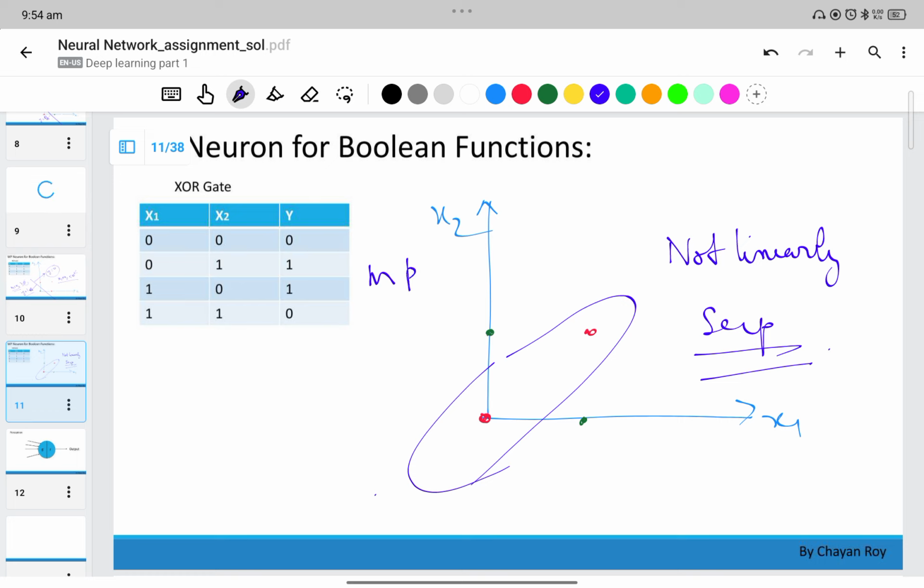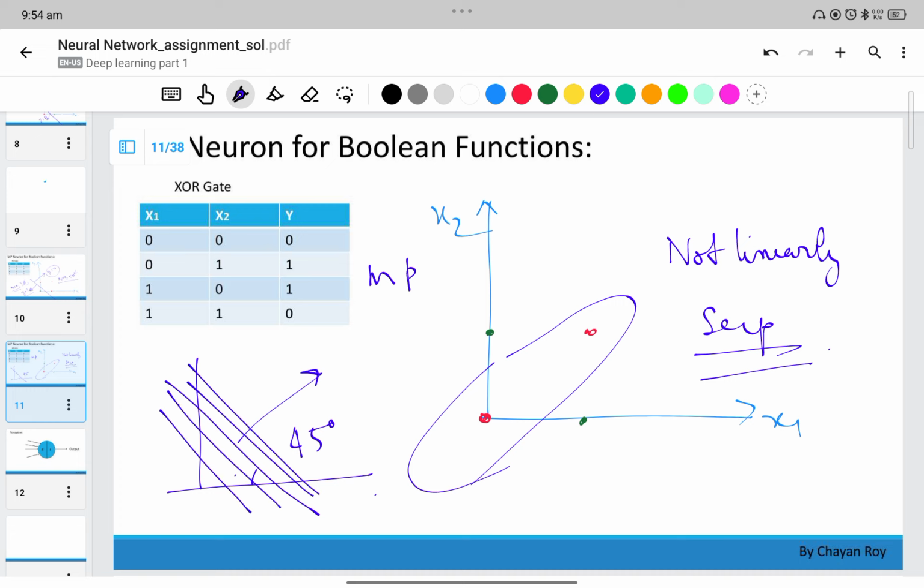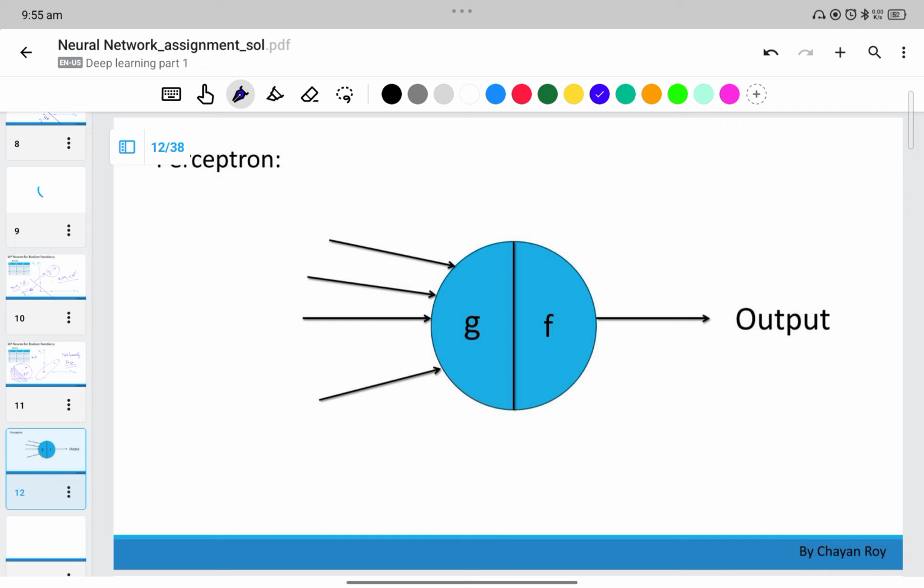So MP neuron is basically a decision boundary tilted 45 degrees here. So this will always be following like this. It cannot rotate either. So to give it a chance of rotation, we introduce the perceptron neural network.